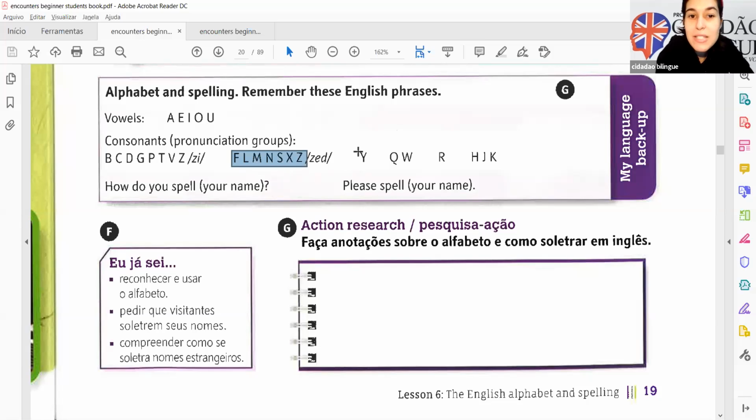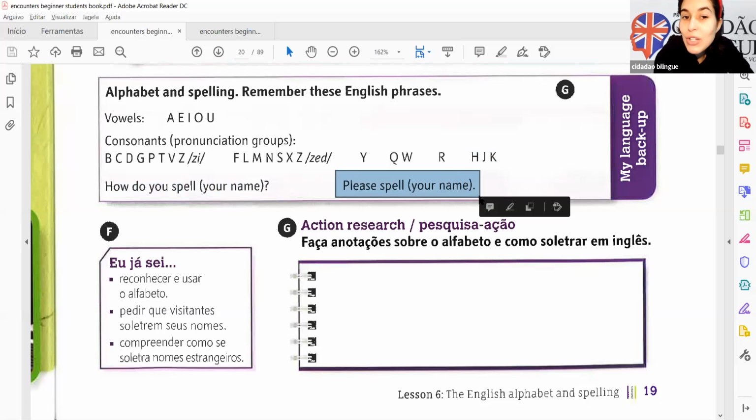And we also have the semi-vowels. A gente tem a semivogal, Y. We have Q, W, K, R, H, J. So we have, how do you spell your name? Como você soletra o seu nome? How do you spell your name? Please spell your name. Por favor, soletre o seu nome. Okay?